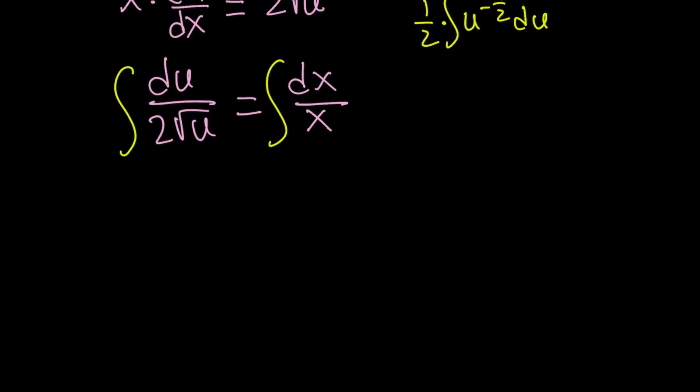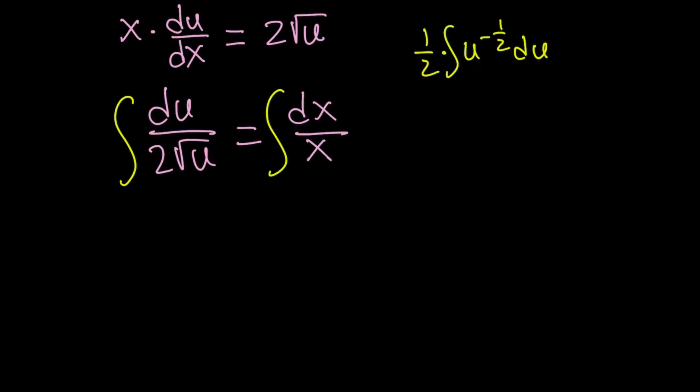1/2, I put it outside because it's a constant, so we can pull it out. Now using the power rule for integrals, remember you're supposed to increase the power by 1 as long as it's not negative 1. This rule is going to work, and then divide by that number. So if you add 1 to negative 1/2, it's going to become positive 1/2, and then you're supposed to divide by 1/2.